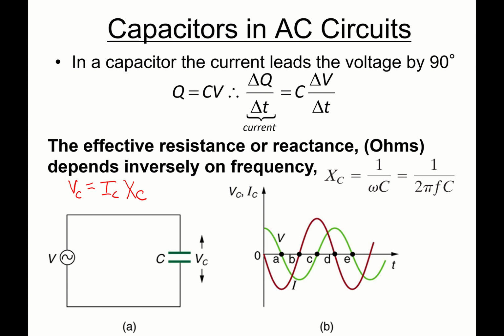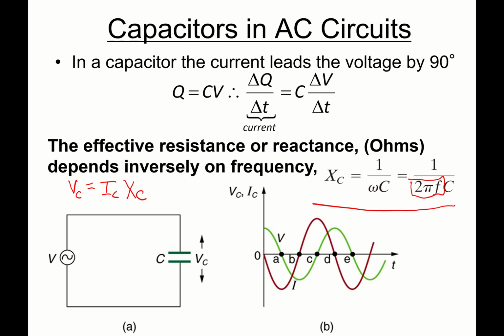And so the equation that we have for the capacitive reactance is that it's 1 over omega C, where C is the capacitance, and we have to put that into farads. And remember, omega is 2 pi f, where f is the linear frequency in hertz.